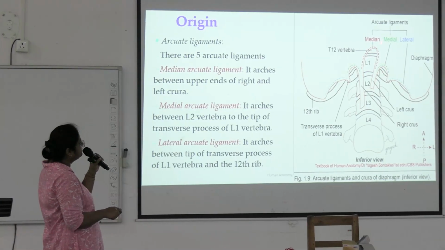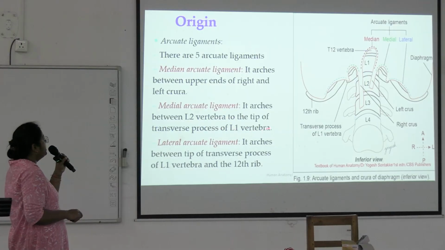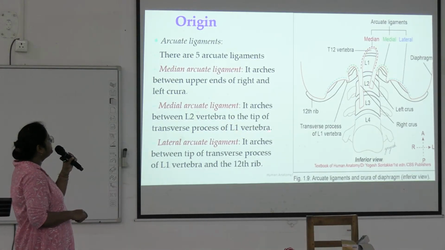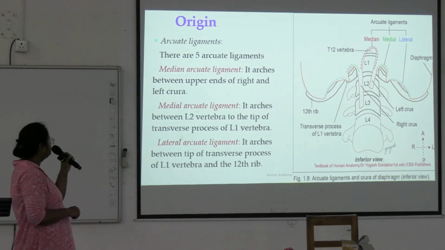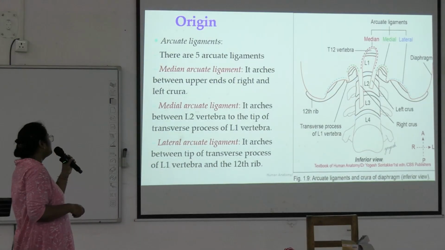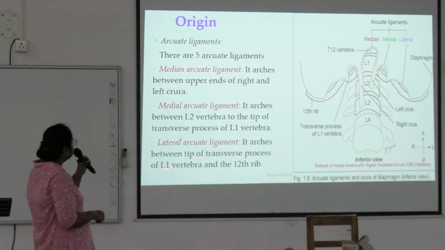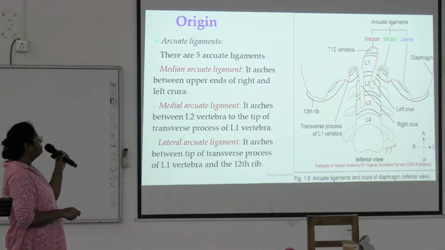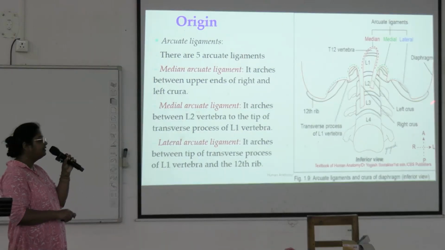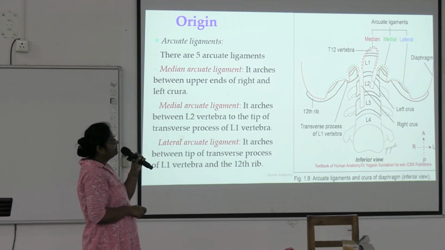Here, median arcuate ligament. And the medial arcuate ligament arches from the L2 vertebra to the tip of the transverse process of the L1 vertebra. Next is the lateral arcuate ligament. Here this one is the lateral arcuate ligament, which arches between the tip of the transverse process of L1 up to the 12th rib. Okay, so these are the attachments of the arcuate ligaments.